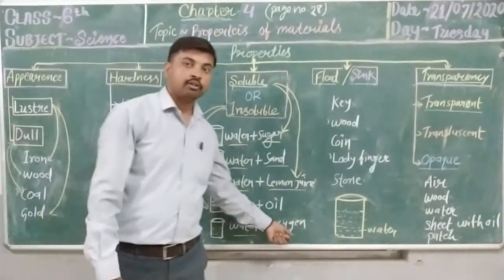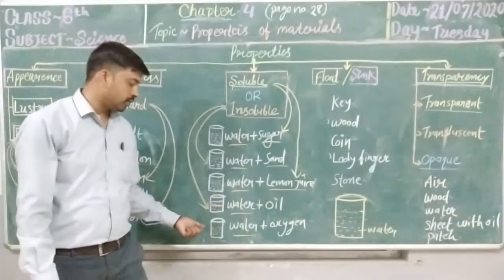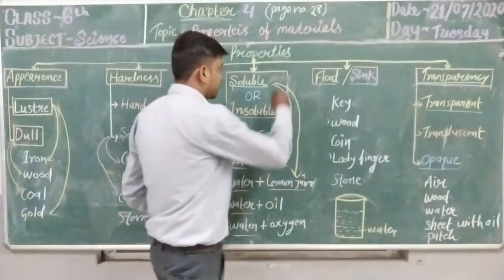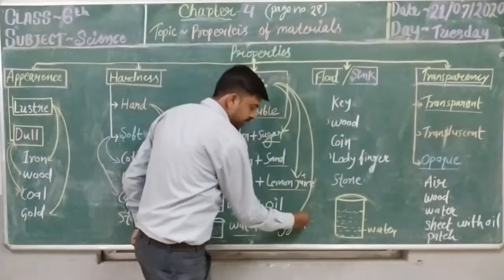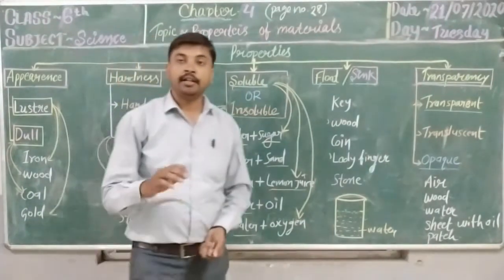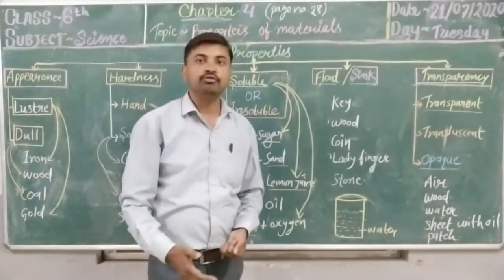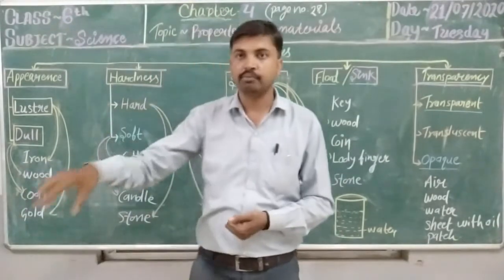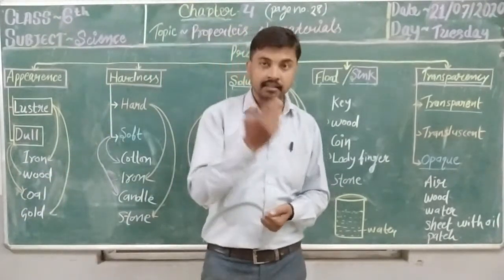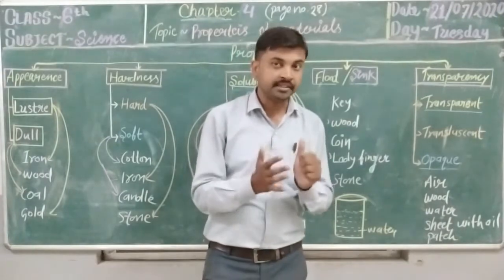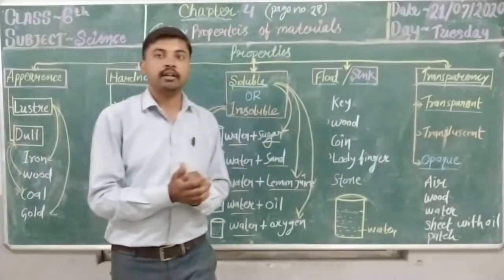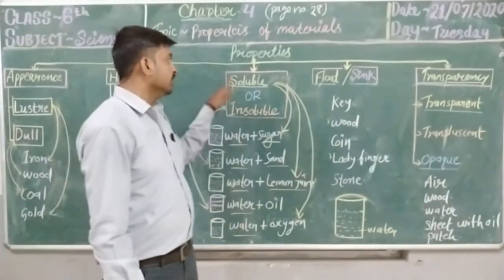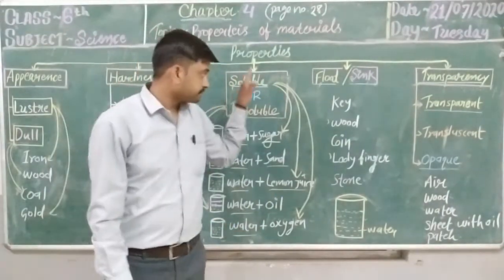And then we try to dissolve oxygen into the water. Yes, oxygen is dissolved into the water, because in many water sources oxygen is already dissolved. Animals that live in the water, like fish and others, take oxygen from the water. So it means oxygen is already present, dissolved in the water. So oxygen is a soluble substance.